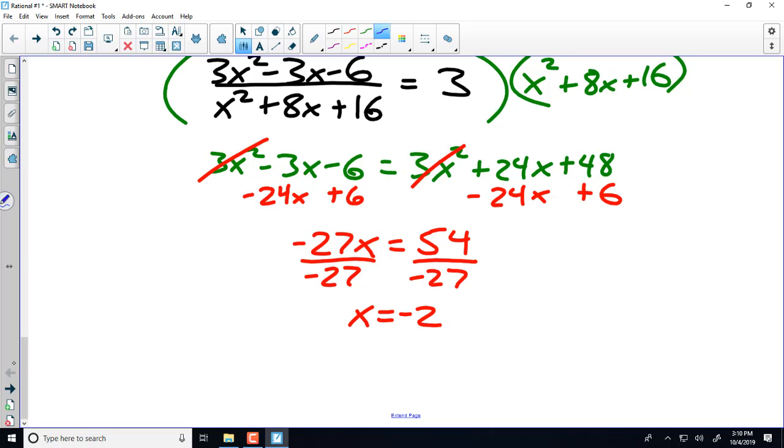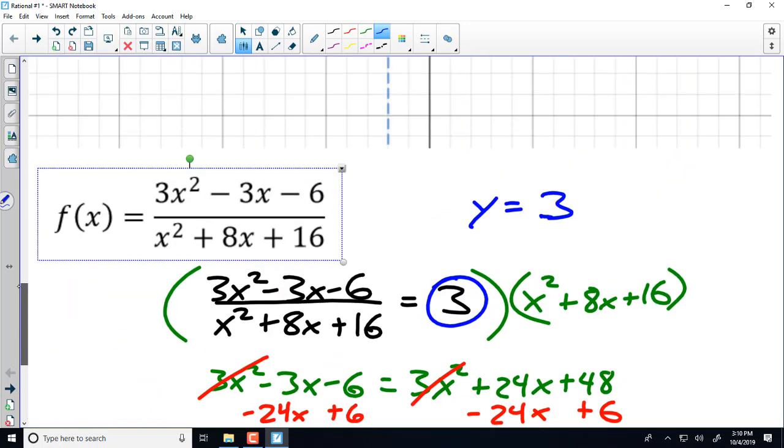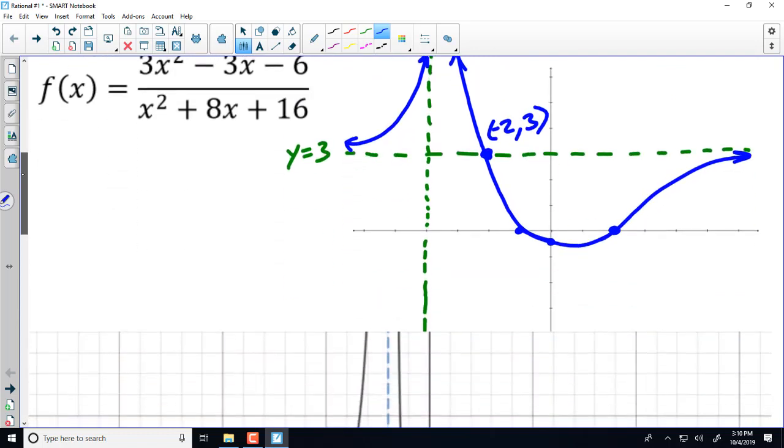So in other words, when we set y equal to 3, we got an x value of negative 2, giving us the ordered pair negative 2, 3, which is an ordered pair on the graph and specifically an ordered pair that is directly on the horizontal asymptote.